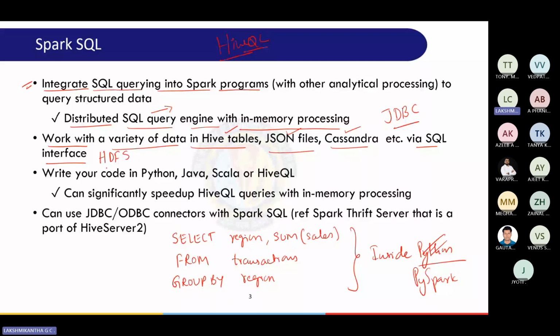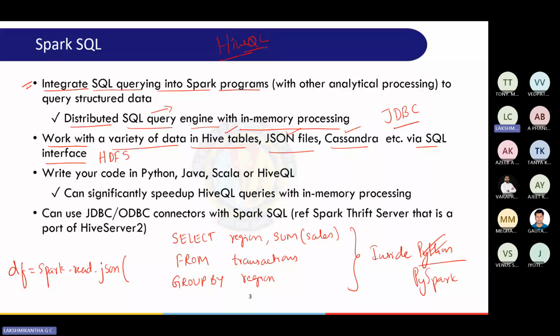Suppose you are reading a JSON file. Then what you have to do, guys, is write df. Df is nothing but data frame. Then you have to place the keyword spark.read.json. See, I'm reading JSON format. Then what do I have to pass here? I have to pass the name of the file here, so orders.json. Understanding my point? This is how we are going to read a variety of data from different sources.